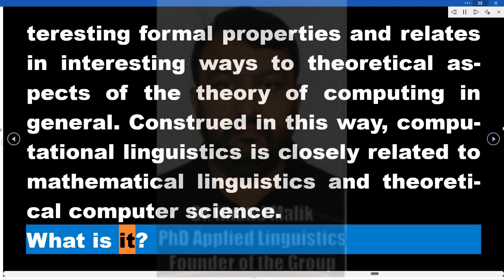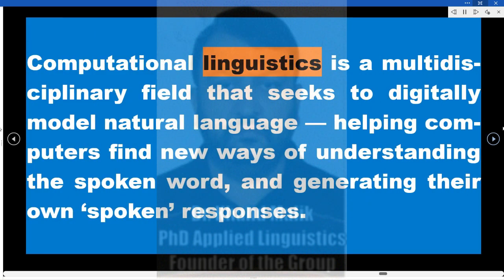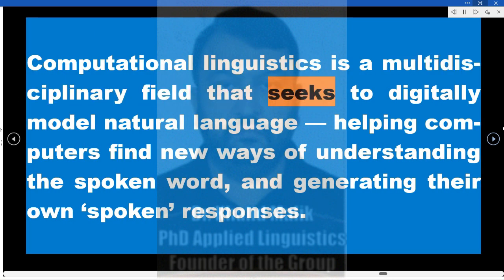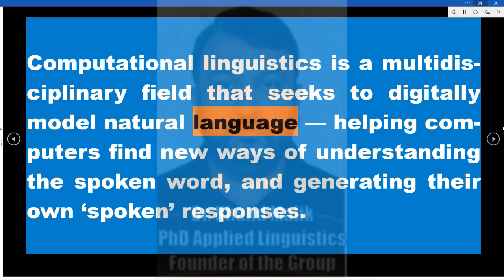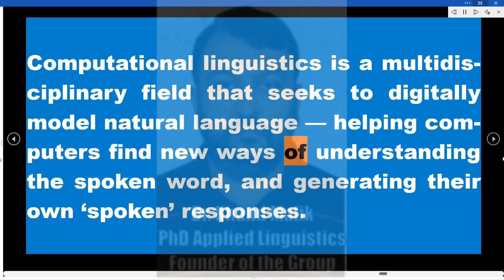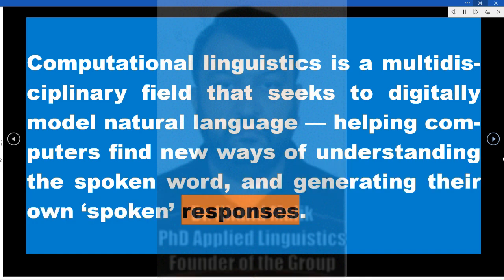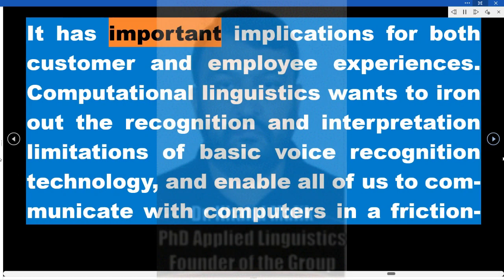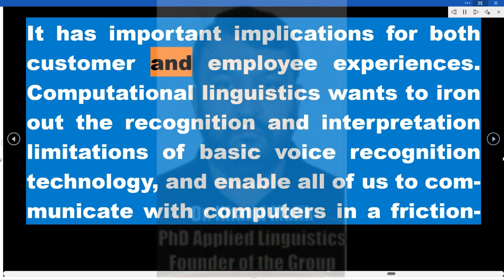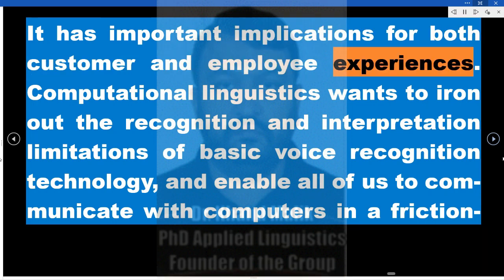What is it? Computational linguistics is a multidisciplinary field that seeks to digitally model natural language, helping computers find new ways of understanding the spoken word, and generating their own spoken responses. It has important implications for both customer and employee experiences.